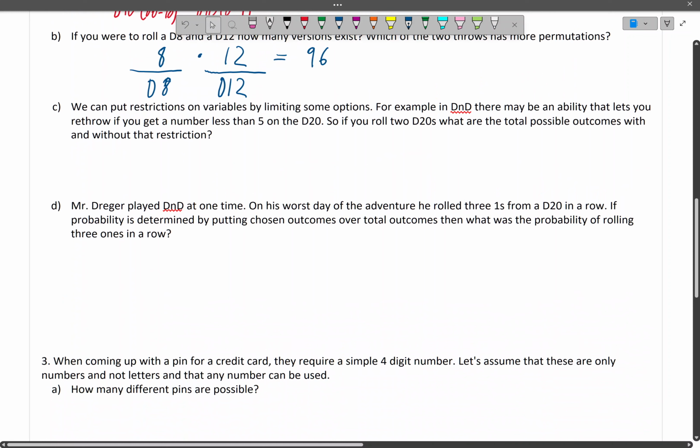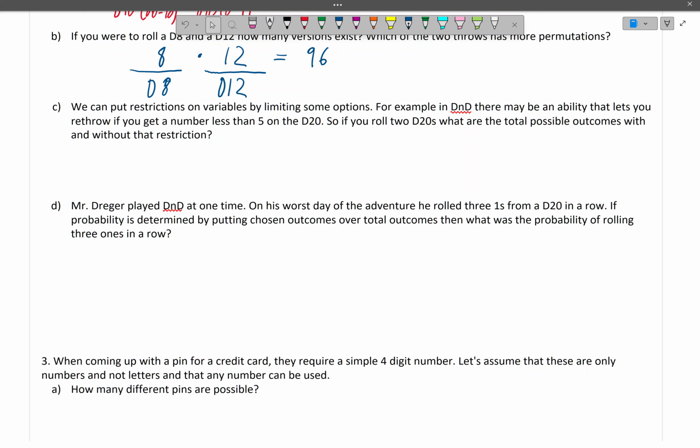We can put some restrictions on variables by limiting some options. For example, in D&D, there may be an ability that lets you rethrow if you get a number less than 5 on the D20. So if you roll 2 D20s, what are the possible outcomes with and without that restriction?